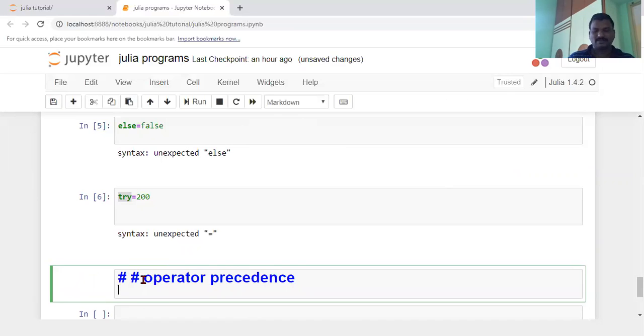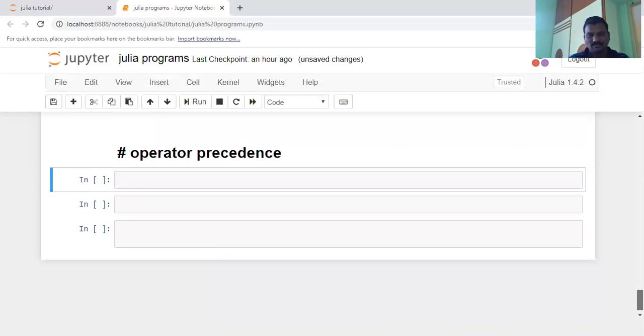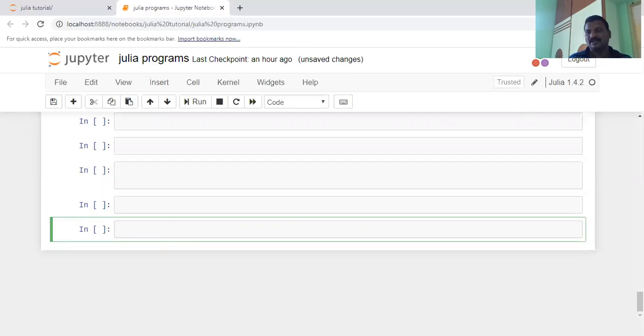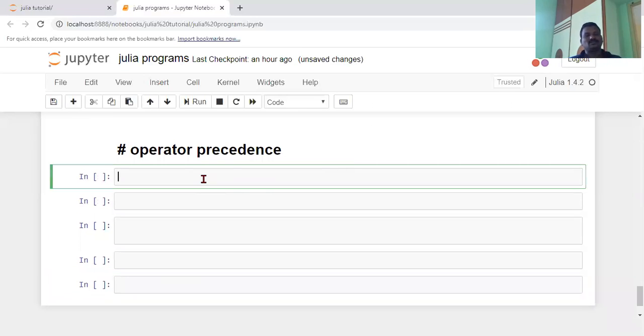Here, the precedence value. How can you represent the precedence of the operator? What is the way? For example, if you want to execute a program like this: 5 plus 3 minus 8 divided by 2 into 3. How can you execute this one? Which operator executes first and which operator executes next?